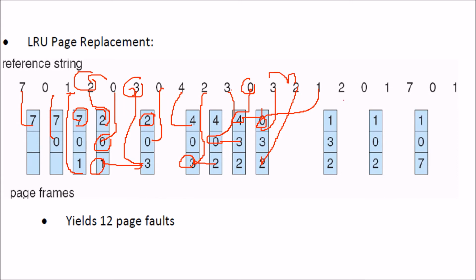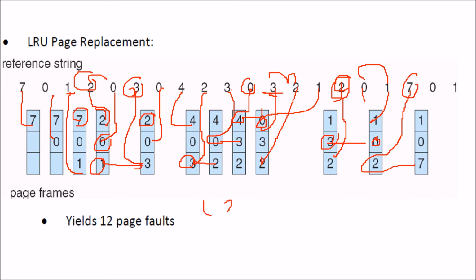Now 2 has come. Since 2 is already there, we will not replace. Now 0 has come. We have to replace 3, it was quite earlier. 0 will come here. Now 1 is already there. Now 7 has to be placed. 2 was earlier than 0 and 1, least recently used, so we will replace this 2 with 7. How many page faults? 12 page faults here: 1, 2, 3, 4, 5, 6, 7, 8, 9, 10, 11, 12. You can count the number of bars.